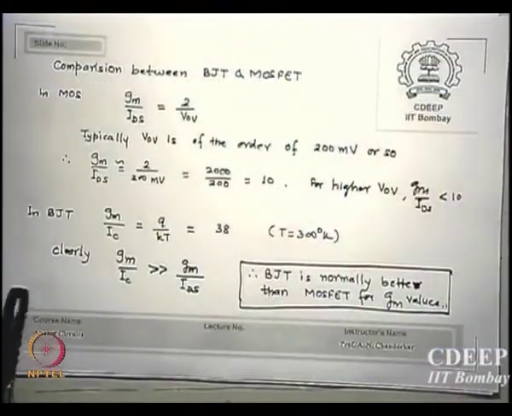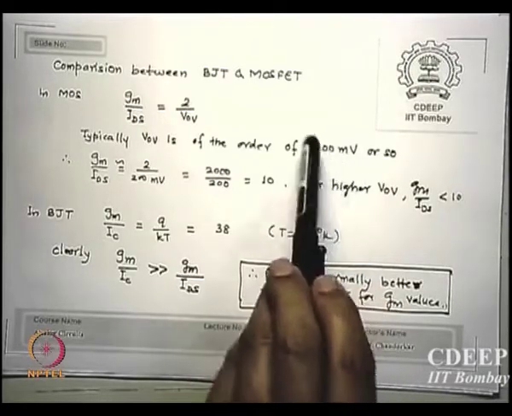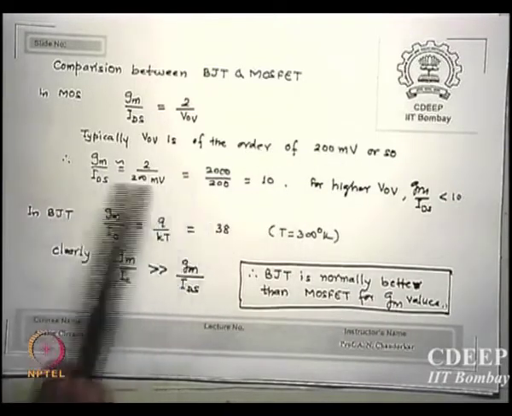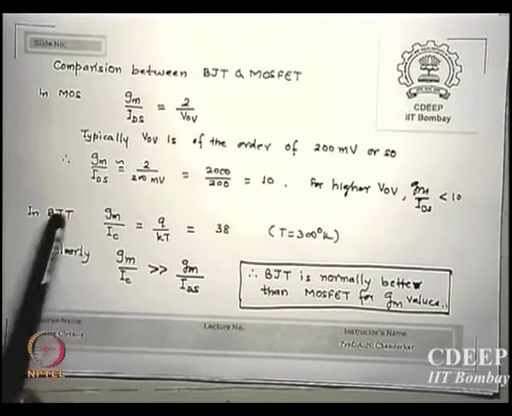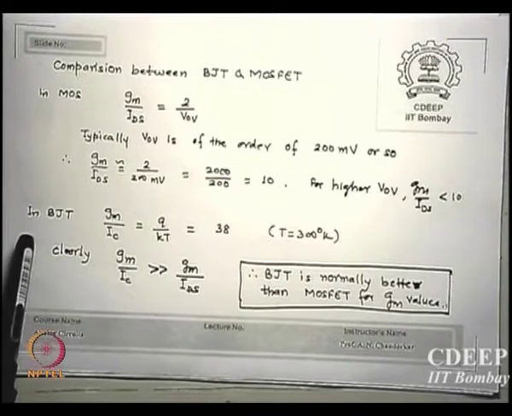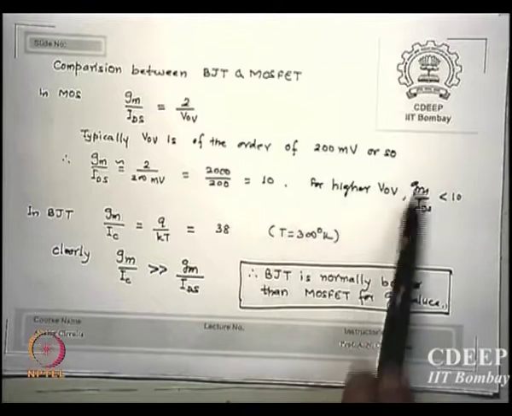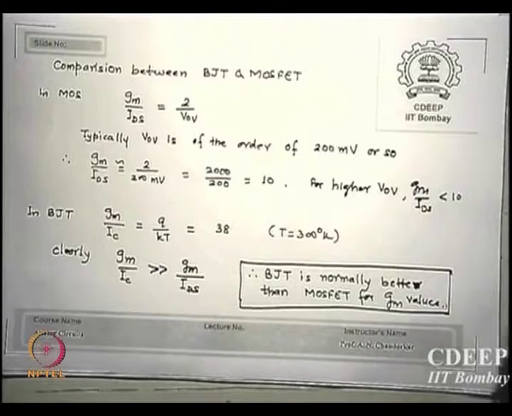Okay, is that point clear to you everyone? That is why this value is typically 200 millivolt, it can be 500 also, just to give some criteria. If I put this 200 millivolt value, I get GM by IDS roughly equal to 10. Now if I increase VOV, then GM by IDS will be less than 10, is that correct? GM by IDS will be even less than 10.